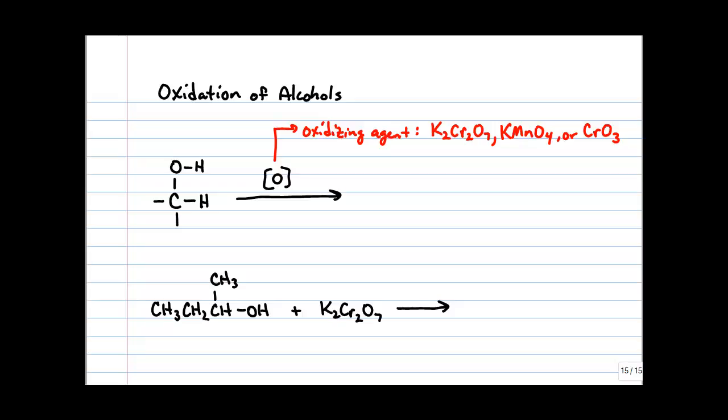We're not going to get too deep into how this works, but we want to be able to apply the rules of how you do an oxidation reaction. How do you know you're doing an oxidation reaction? Then you're going to see one of the 3 main suspects. The 3 oxidizing agents we will use in this class are K2Cr2O7, KMnO4, or CrO3. When you see those, you better get ready to do an oxidation reaction.